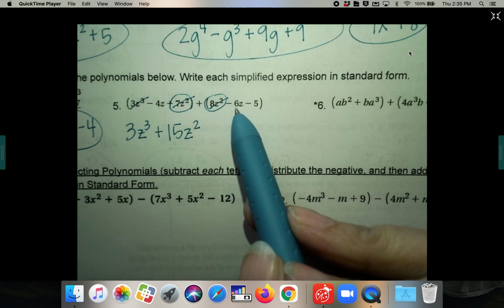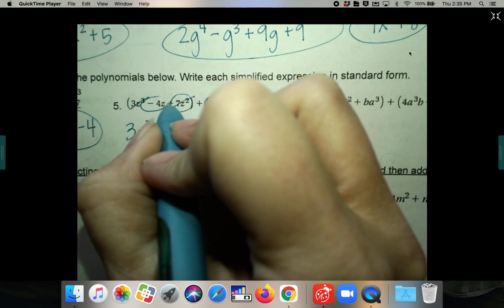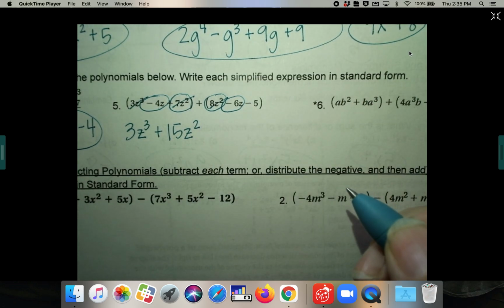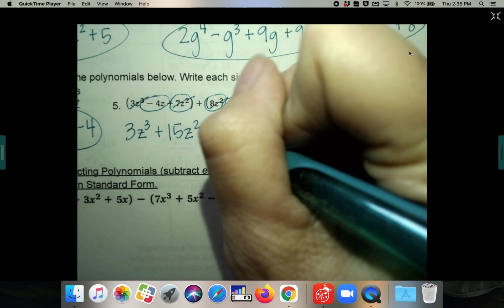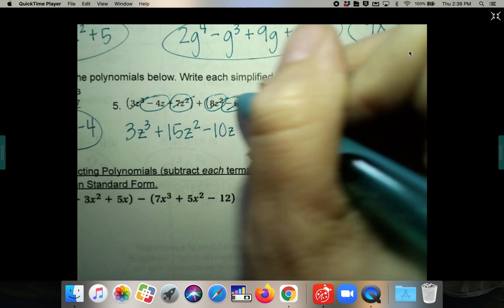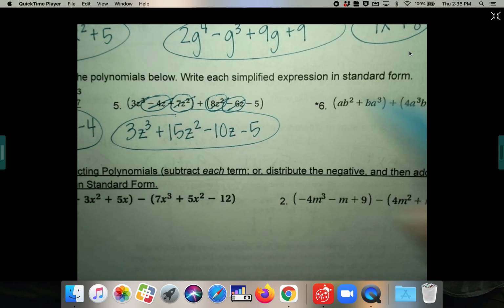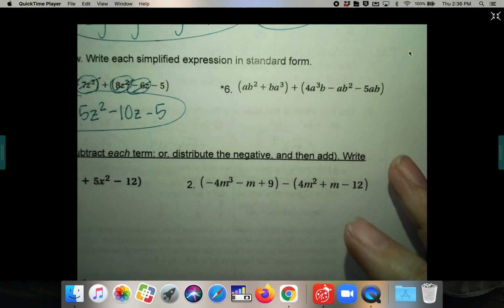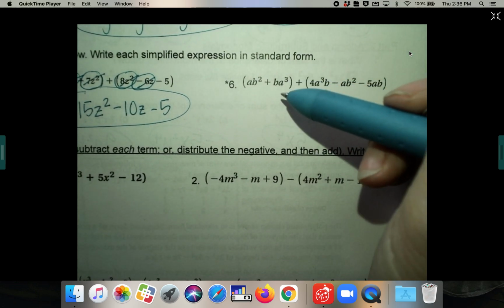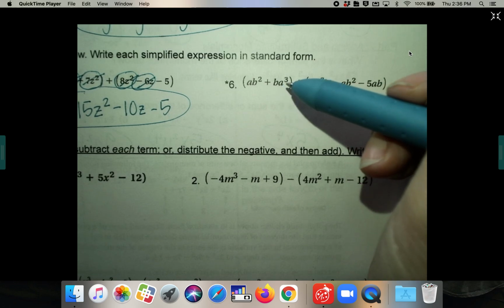The next level of priority would be this negative 4 and negative 6. Negative 4 plus negative 6 is negative 10. And now I've used those. And then last we've got this minus 5, so that would be it. The reason that number 6 has a star by it is because somebody put these in not alphabetic order.